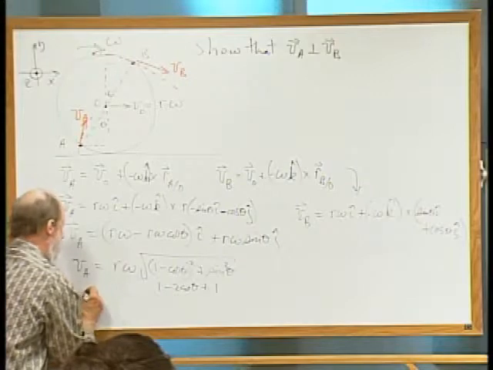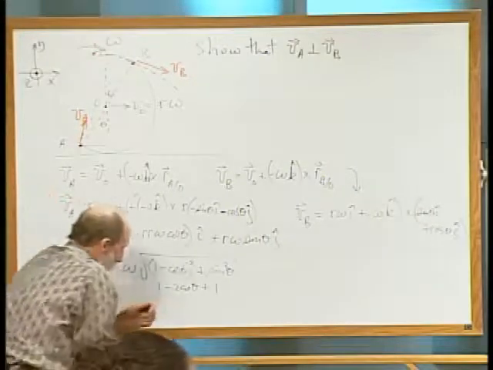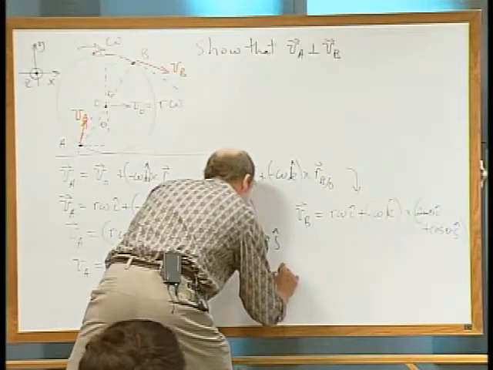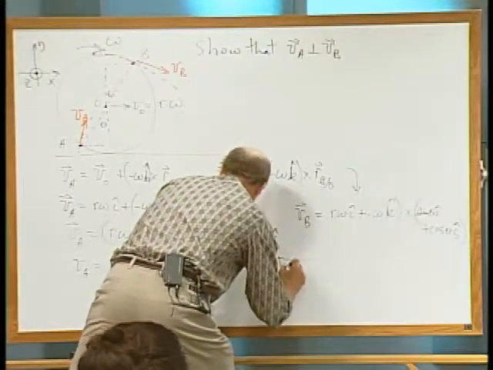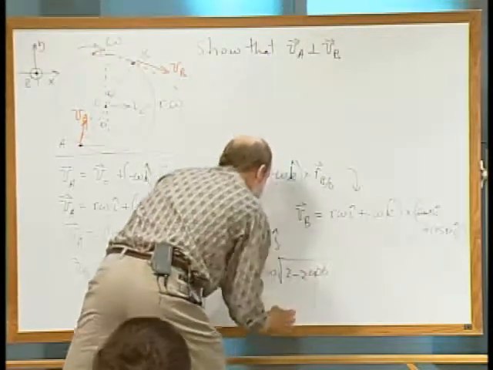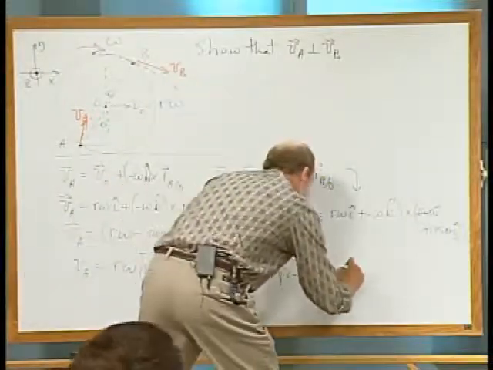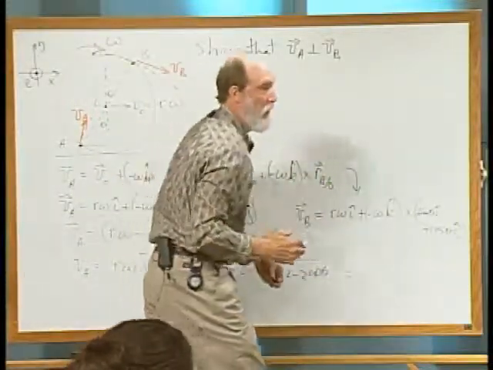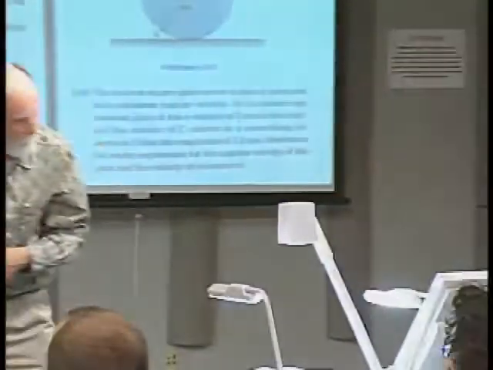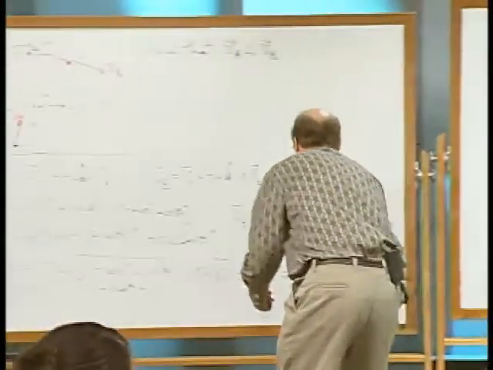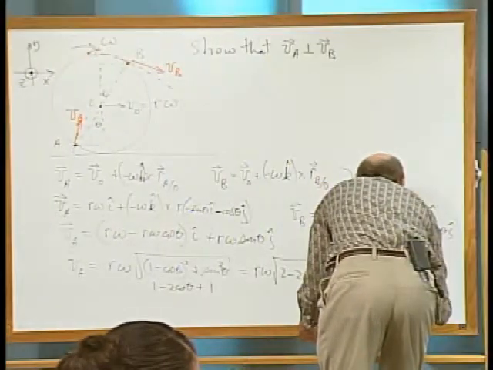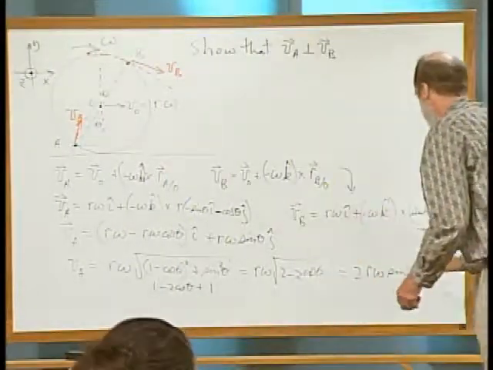And that's where we left off on Friday, or last class session. So this was r omega, and we had a radical of 2 minus 2 cosine theta. We clean that up using the trig identity, and it turns into twice r omega sine of half the angle, for the speed of A.